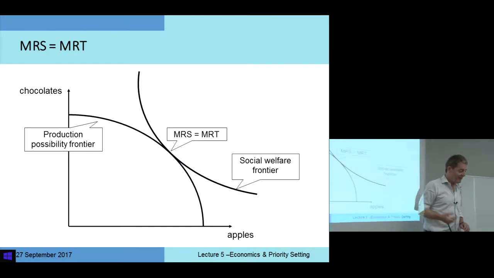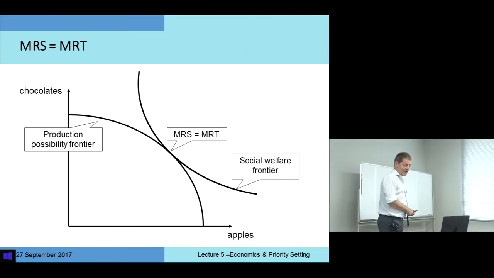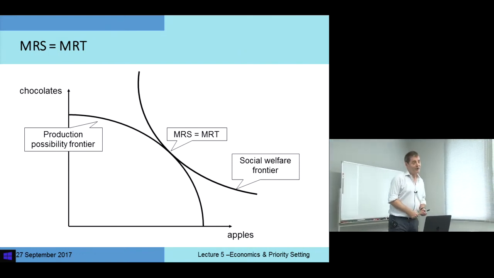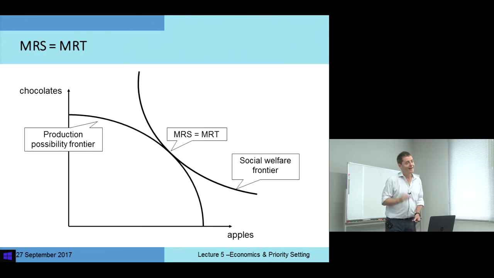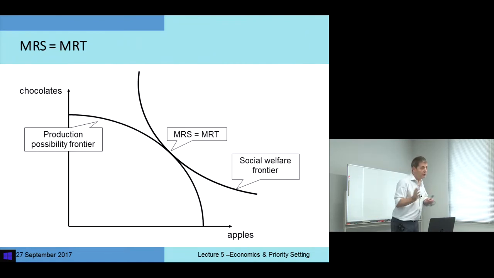And so we achieve it at the point of tangency between the two curves, and of course that point, well, maybe not of course, where the slope of the production possibility frontier is equal to the slope of the social welfare frontier, the marginal rate of transformation is equal to the marginal rate of substitution. And we can't do any better. Doesn't matter how we consider more chocolate or less apple, we can't do better than that.